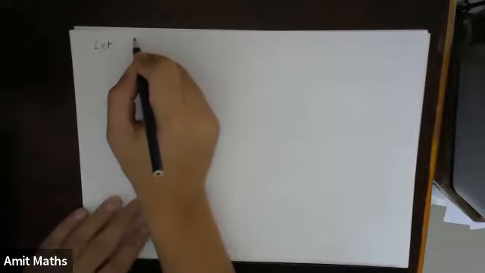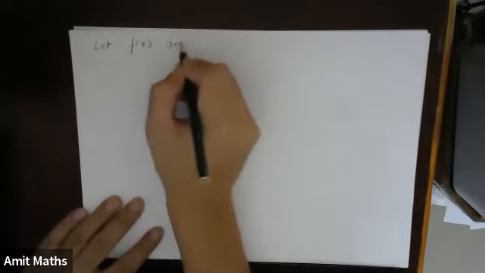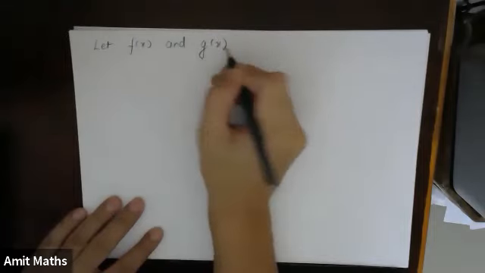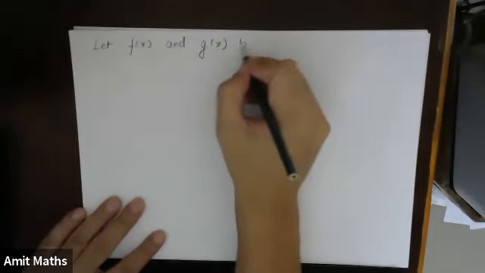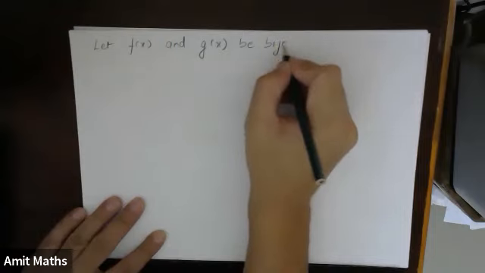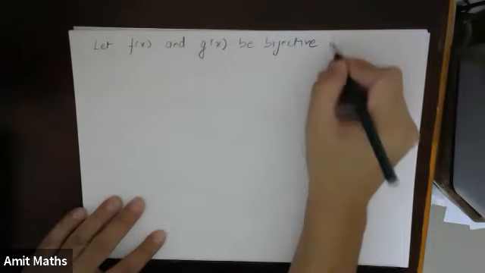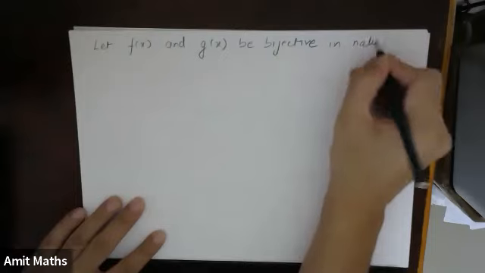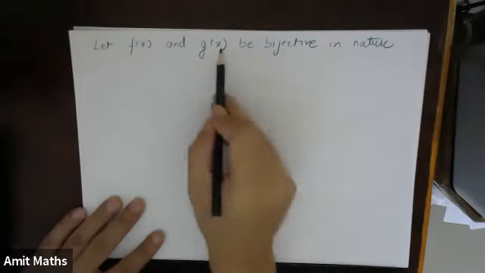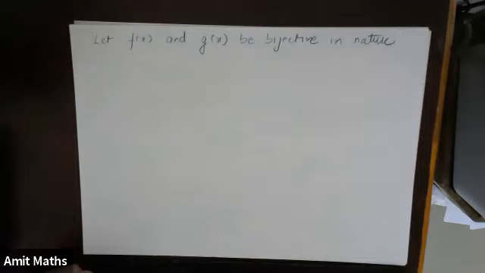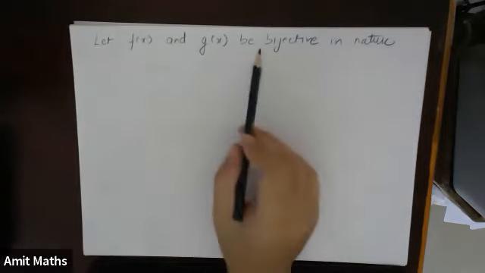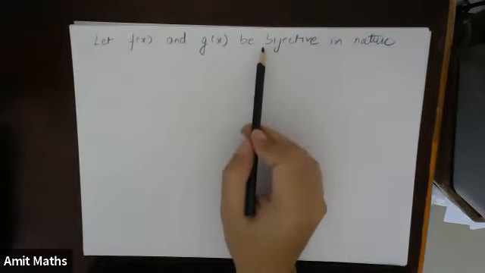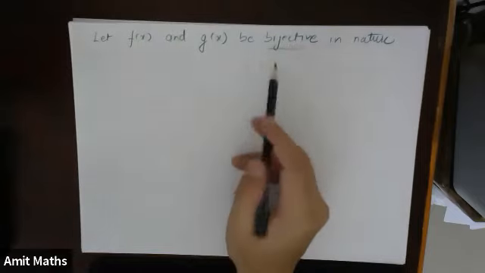Okay, this is a different example. Let f of x and g of x be bijective in nature. If you remember, bijective means injective as well as surjective.